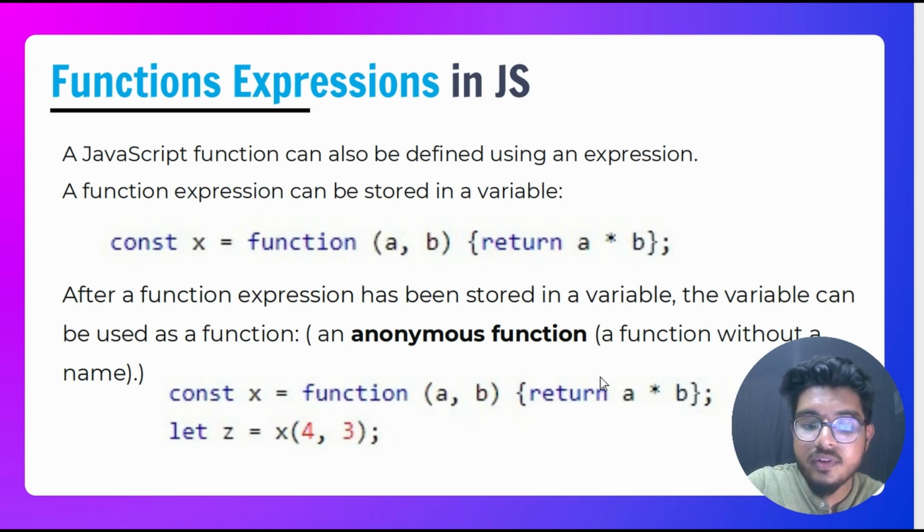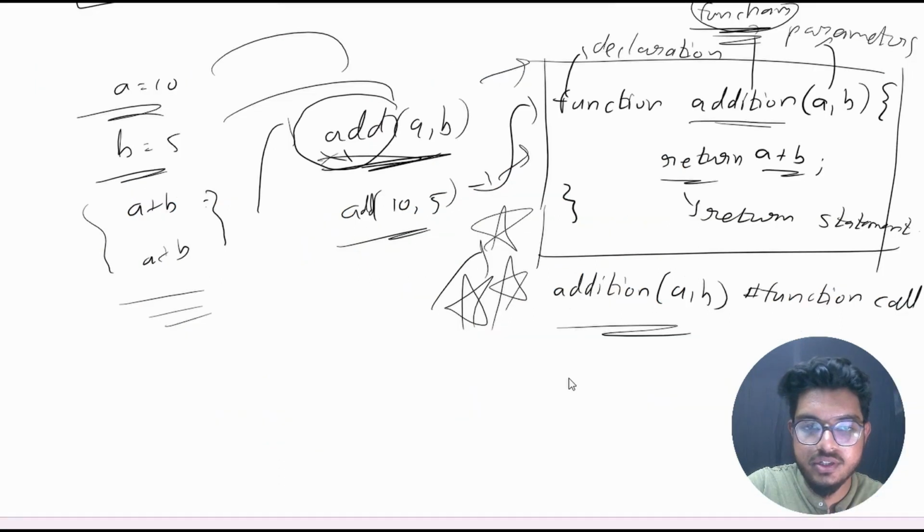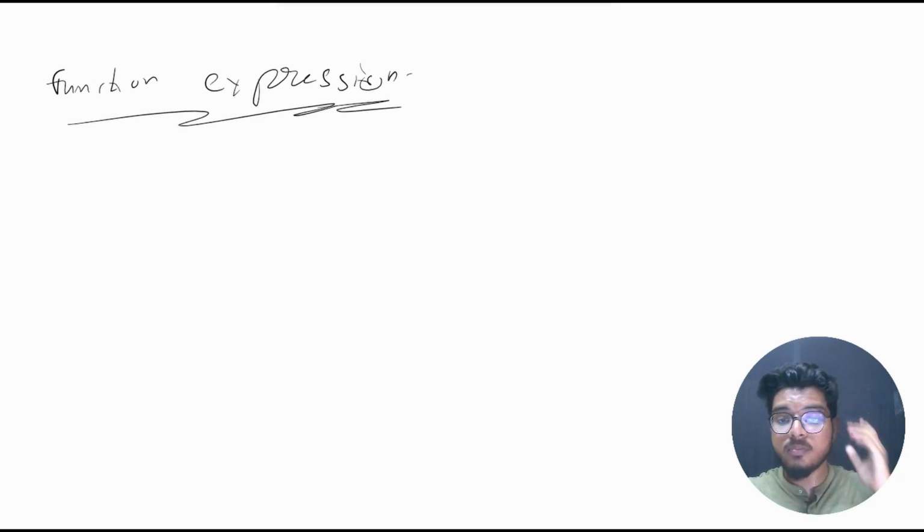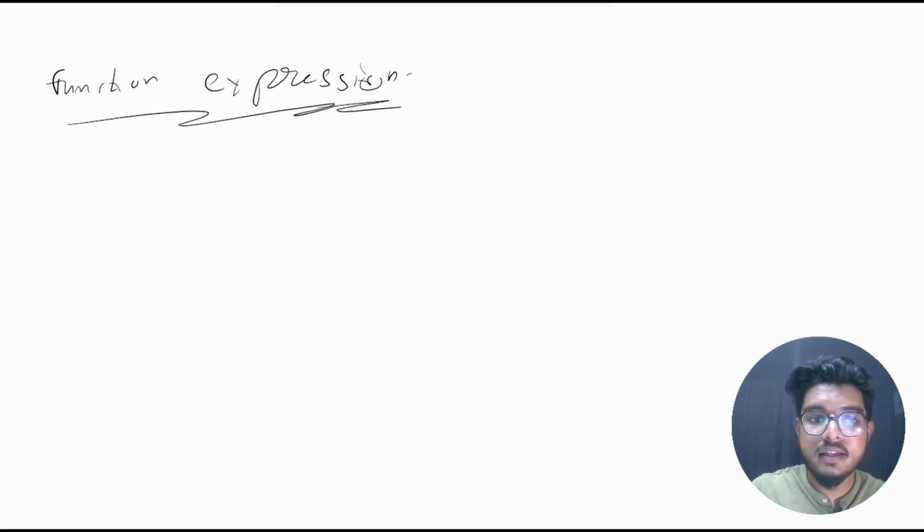Let's write the same code for addition. Okay, this is function declaration, right? Now let's write the same code for function expression. We are writing the code for function expression. Clear? I hope you are able to cope up with everything. We are writing about function expression now.